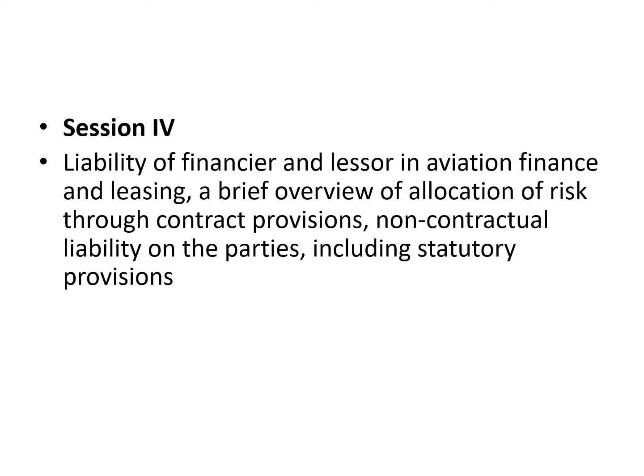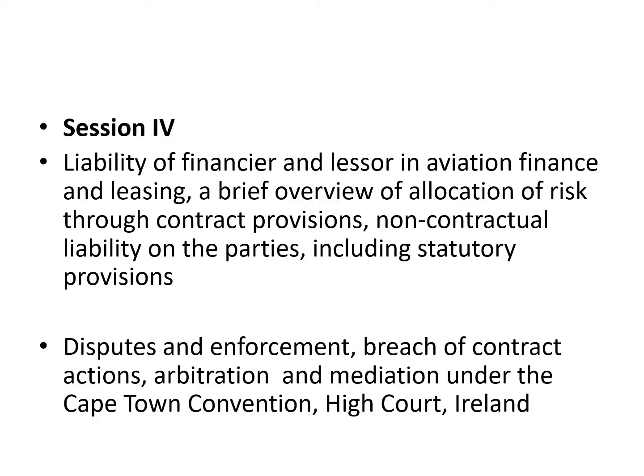All right, getting straight down to it, this is session 4. We're going to look at two basic concepts. First, we're going to look at the liability of the financier and the lessor in aviation financing and leasing. This will include a brief overview of the allocation of risk through contractual provisions, non-contractual liabilities on the parties, including statutory provisions, particularly those which arise as a result of the Cape Town Convention.